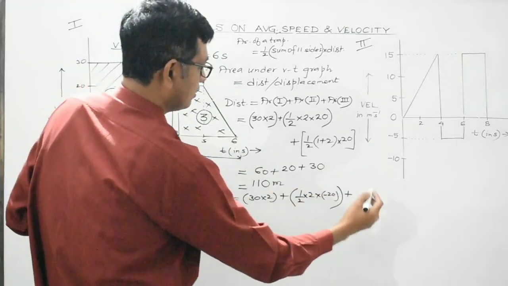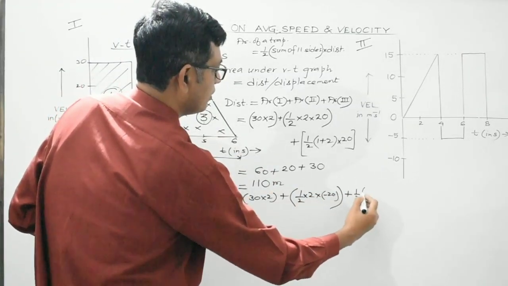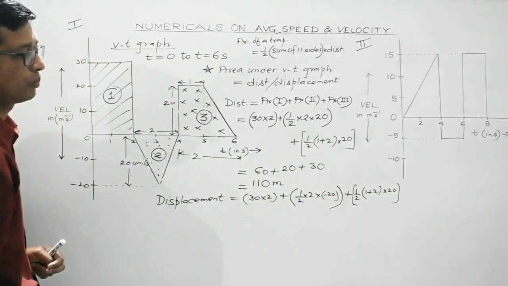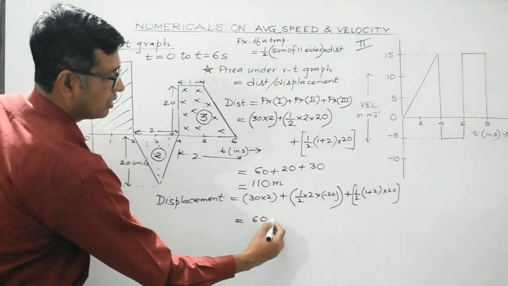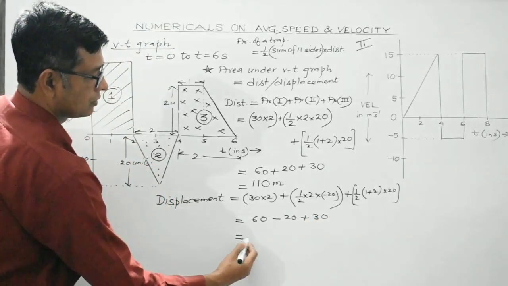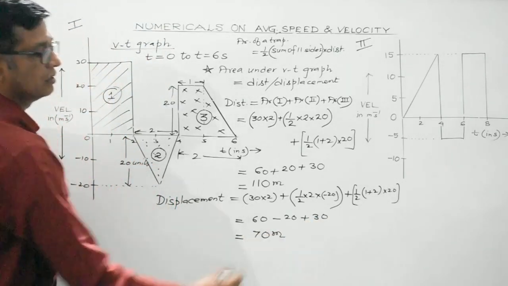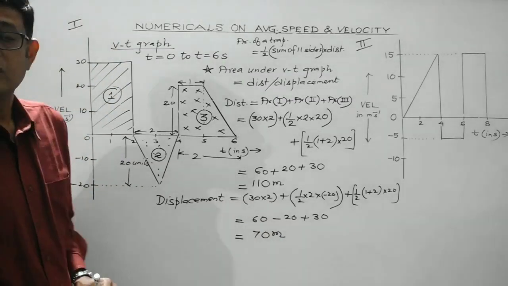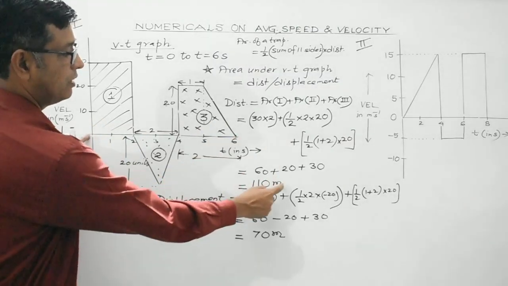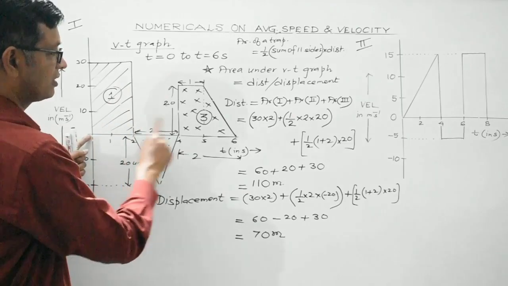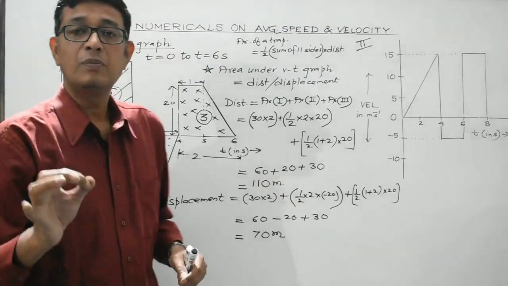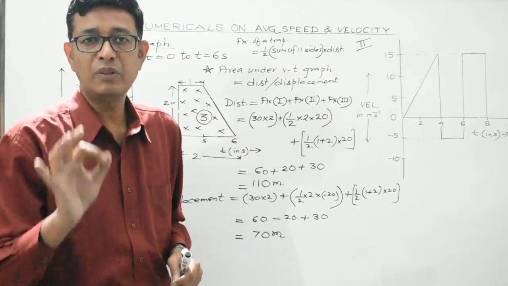So, therefore, it would be half 1 plus 2 multiplied by 20. Right? The same as was obtained earlier. So, what you get is 60 minus 20 plus 30. That is 70 meters. So, the distance covered by the body during the time interval 0 to 6 seconds is 110 meter, while the displacement covered by the body during the same time interval of 0 to 6 seconds is 70 meter.